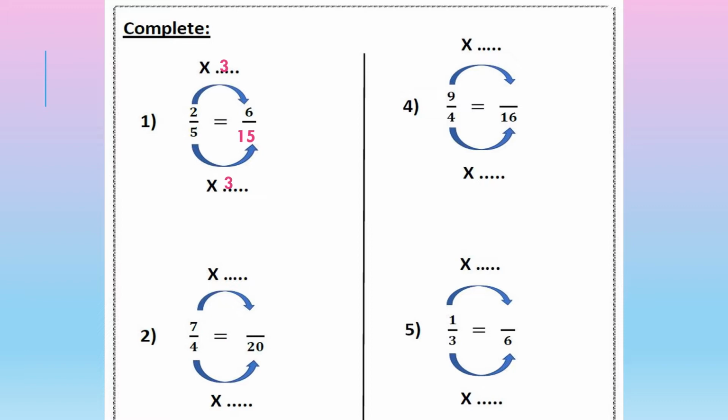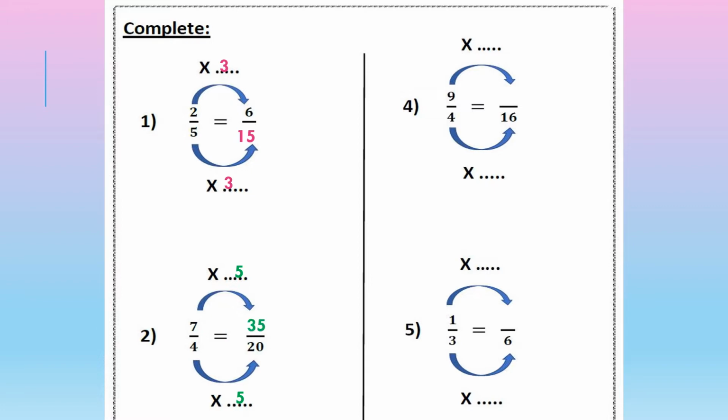Number 2, 7 over 4 equals what over 20? Look at the denominator. The denominator here is 4. 4 times what equals 20? Yeah, 4 times 5. So I will multiply also the numerator by 5. 7 times 5 equals 35.